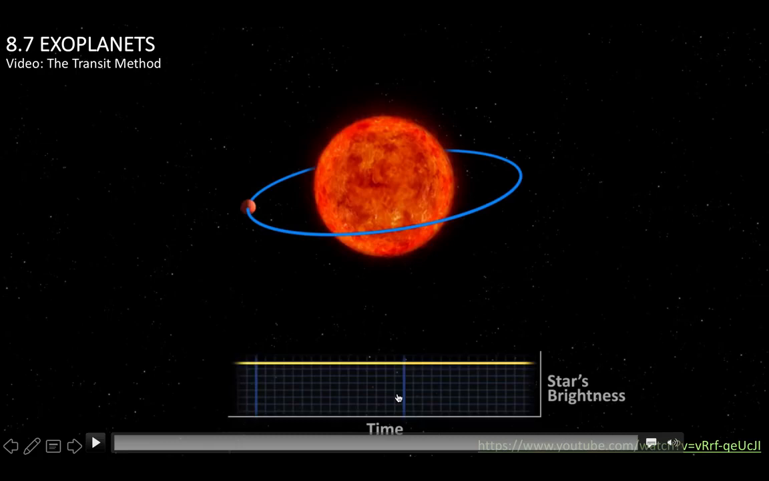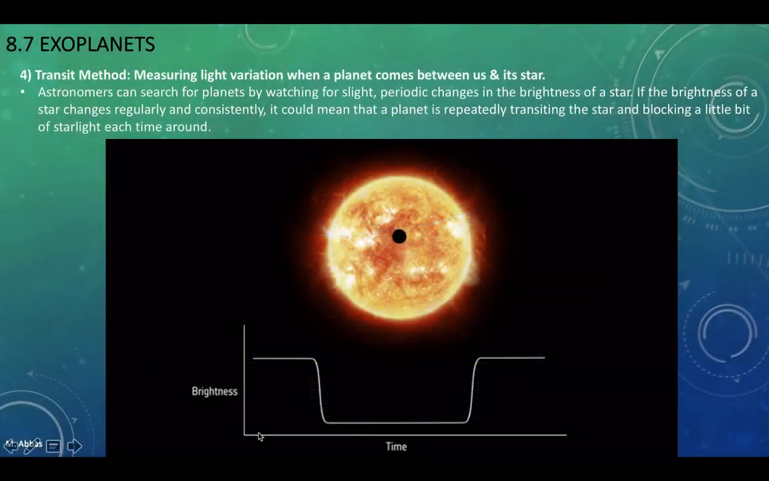For us to apply this method, we make something called a light curve. Meaning we draw this thing here. I'll go back. So we draw time on the x-axis, brightness of the star on the y-axis. If there is nothing between me and the star, I see a straight line. It means the light coming from that star is constant, it's not changing.